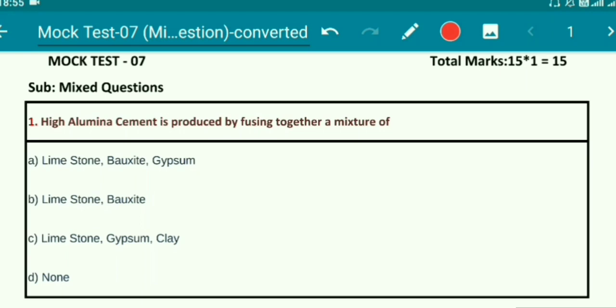First question, high alumina cement is produced by fusing together a mixture of option A limestone, bauxite, gypsum, option B limestone, bauxite, option C limestone, gypsum, clay, option D none. Right answer is option B, limestone and bauxite.